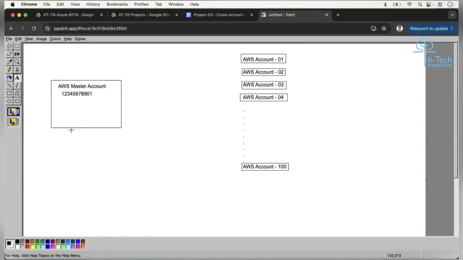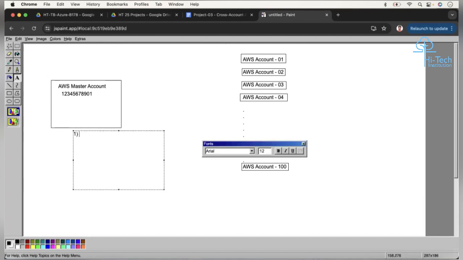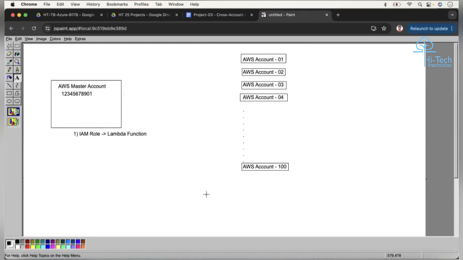All right. So here I'm going to create one IAM role. First step, I need to create one IAM role. This role is for triggering my Lambda functions. Next, in all these 100 plus accounts, I'm going to create one more role, the EBS Lambda role.